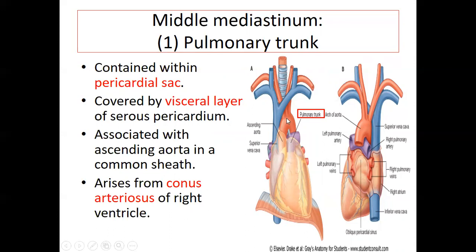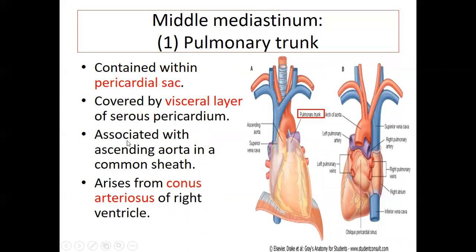The pulmonary trunk is covered by the pericardial sac. It is contained within the pericardial sac. You can see here, it is covered by the pericardial sac. It is covered by the visceral layer of the serous pericardium.